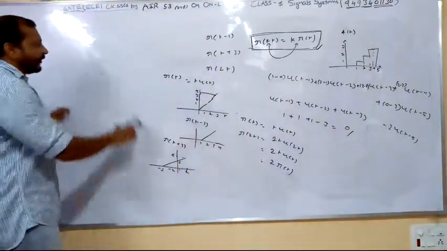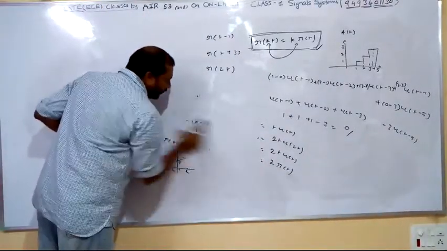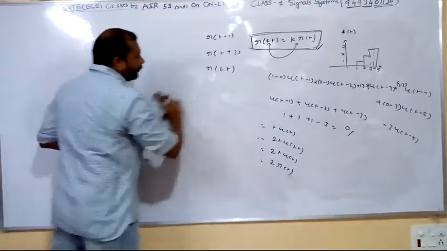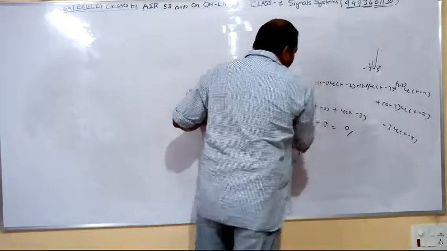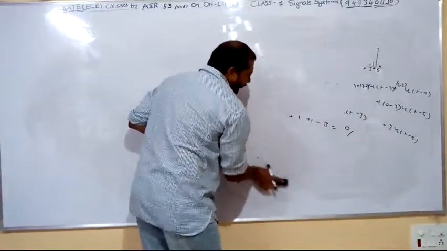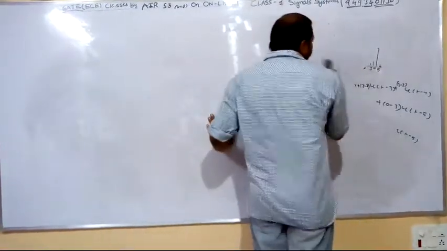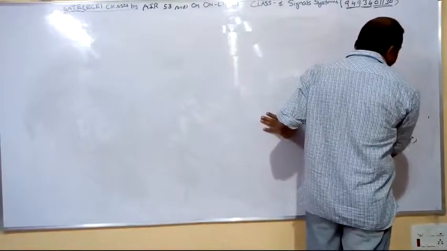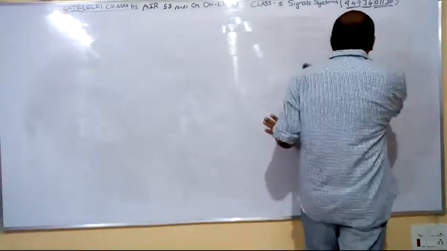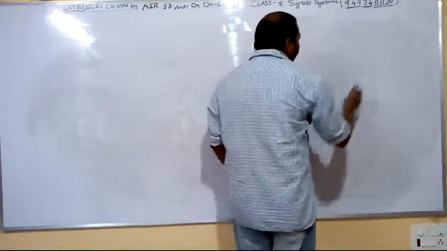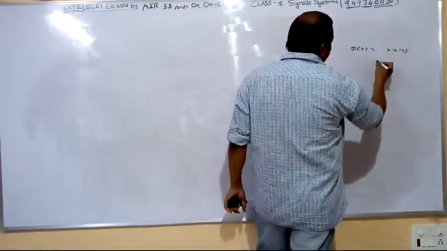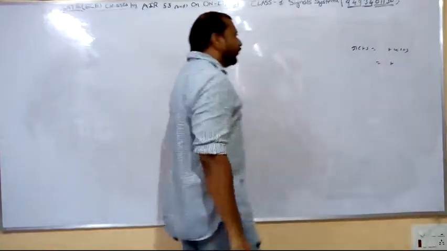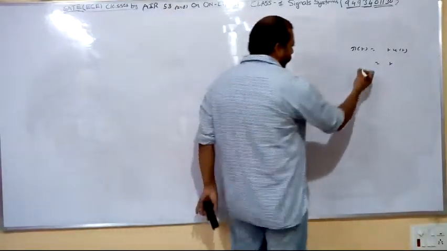Now if you represent the signal in the form of ramp, how can you calculate? Here we concentrated on the step signal point of view, the change in step at the instants. In the ramp point of view, we have to concentrate on the change in slope of the signal, because r of t is equal to t into u of t. If you consider t, this is of the format y equal to mx, right?